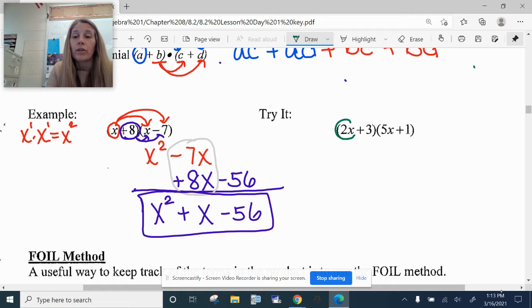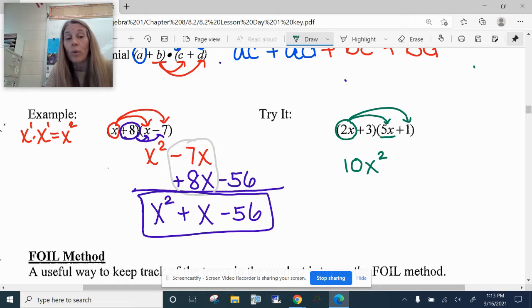So here I'm going to take my 2x and I'm going to distribute it to the 5x and also to the 1. So 2x times 5x will give me 10x squared. So 5 times 2 is 10, but x times x is x squared. 2x times 1 is 2x. So now I'm going to do the same thing with the second term. I'm going to distribute my second time now. So 3 times 5x is 15x, and 3 times 1 is 3.